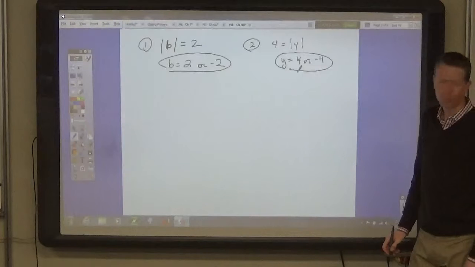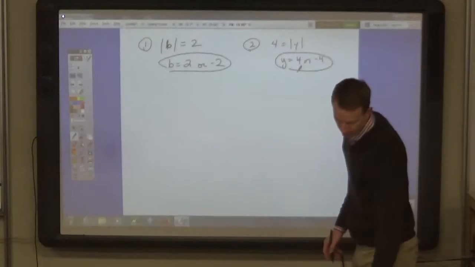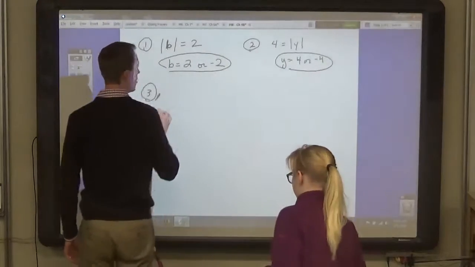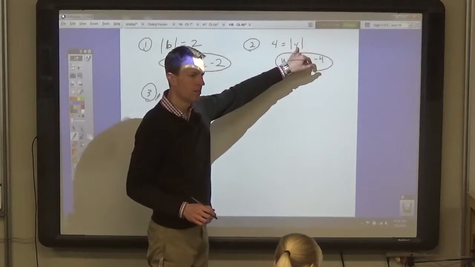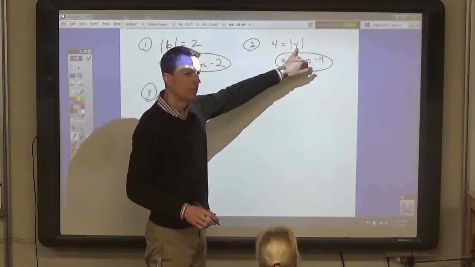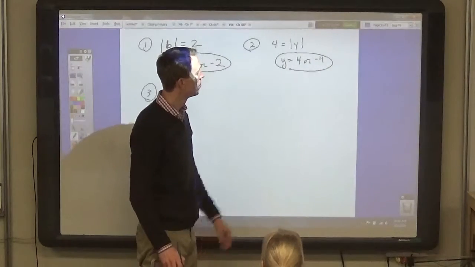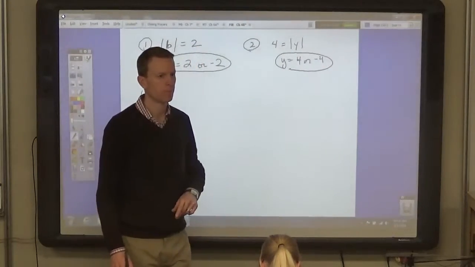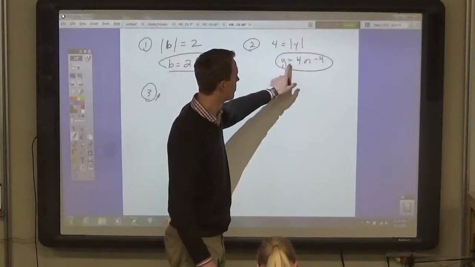Could you say 4 is equal to y or negative y? Is that possible? No, not negative y, because 4 is y. Okay? Yeah, 4 is y, and if 4 could be negative 4, then could y be negative 4? Yes, y could be negative 4 or 4. So could you put y equals y or negative y?